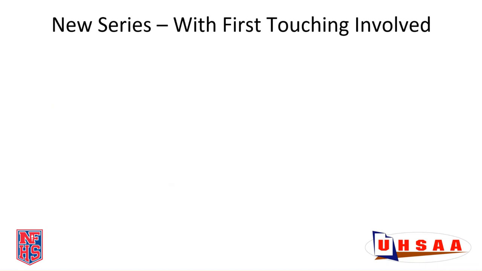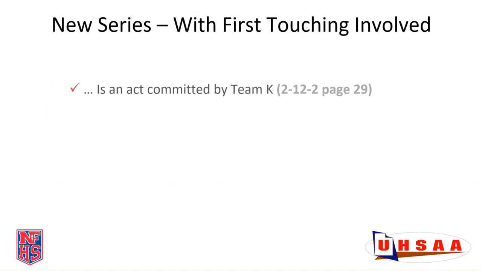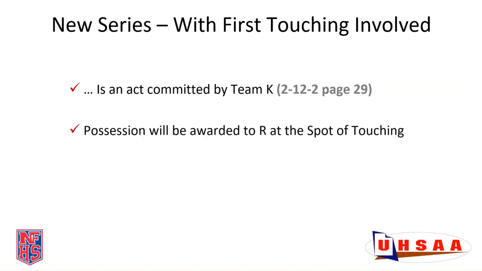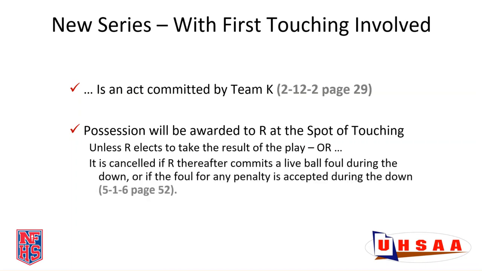So let's look at this first touching concept. This touch is an act that is committed by Team K, according to the rules. R touching the punt initiates certain other protocols, but it is not first touching. First touching is an act only committed by Team K. Possession will be awarded to Team R at the spot of the touching by K, unless R elects to take the result of the play, or this touching is canceled if R thereafter commits a live ball foul during the down, or if the foul for any penalty during the down is accepted.